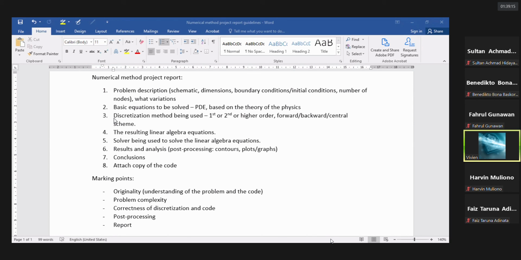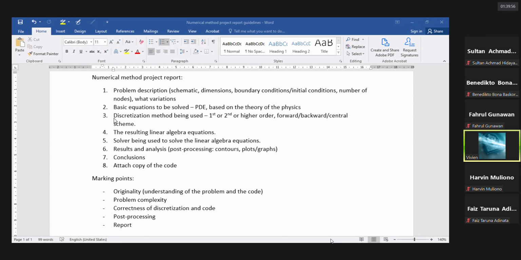Whether you already translate the problem into the correct code, and also post-processing and the report itself. Because we have originality here, it is not allowable to have the same problem between one group and another group. So please do a custom problem for your group. Each group consists of 4 students, so there are a lot of members to have a discussion on what problem should be solved in this case.